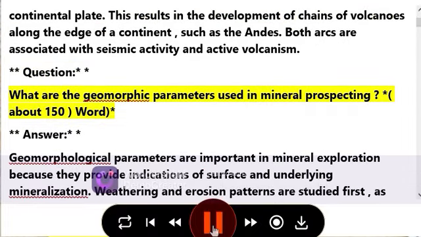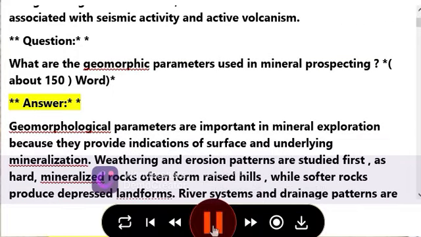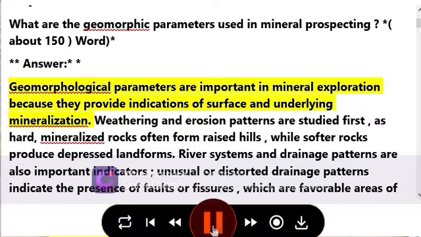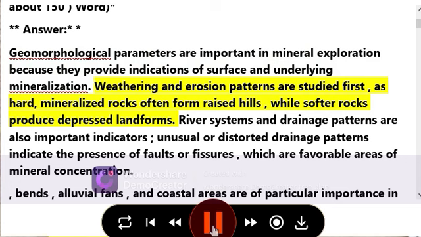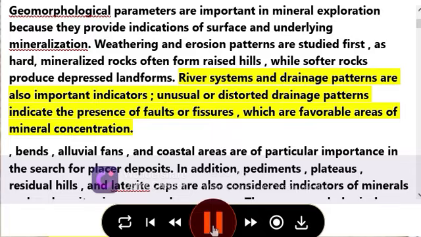Question: What are the geomorphic parameters used in mineral prospecting? Answer: Geomorphological parameters are important in mineral exploration because they provide indications of surface and underlying mineralization. Weathering and erosion patterns are studied first, as hard, mineralized rocks often form raised hills, while softer rocks produce depressed landforms. River systems and drainage patterns are also important indicators.